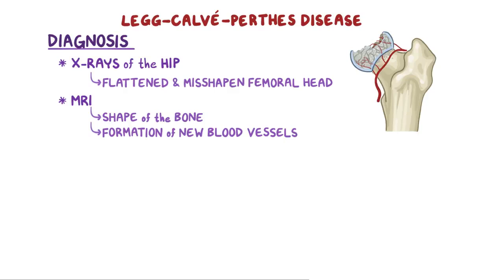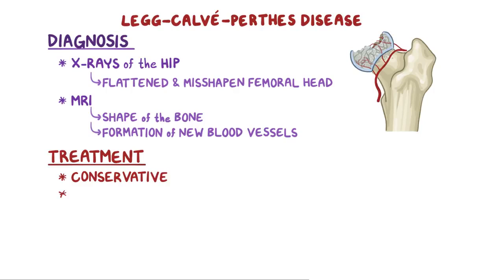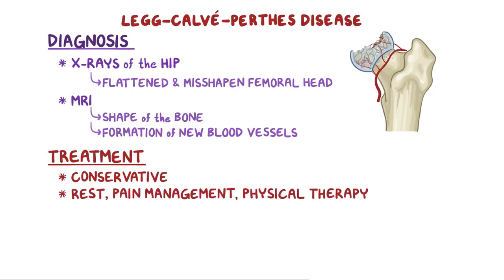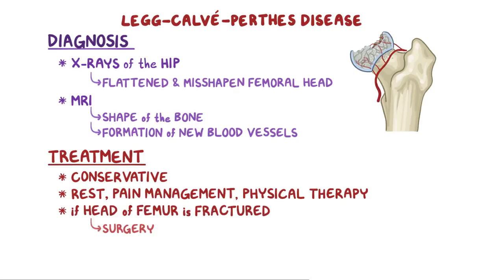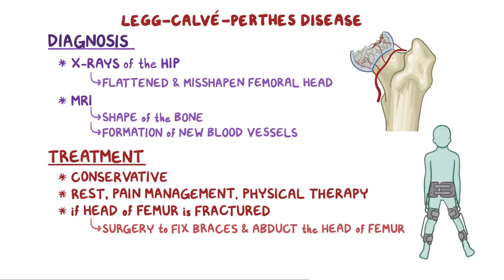Legg-Calvé-Perthes disease can sometimes resolve by itself over time, so treatment is mainly conservative, involving rest, pain management, and physical therapy to preserve joint mobility. If the head of the femur is very fractured, surgery may be needed to affix braces and abduct the head of the femur to maintain its spherical shape as it regenerates.